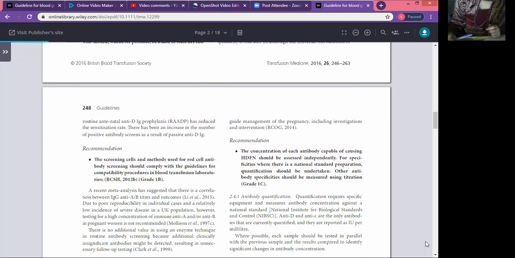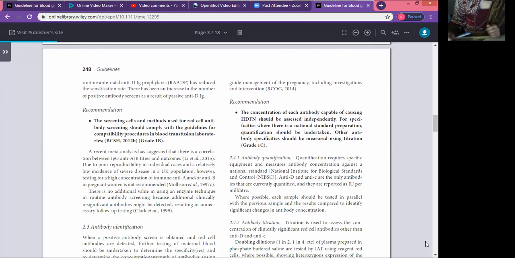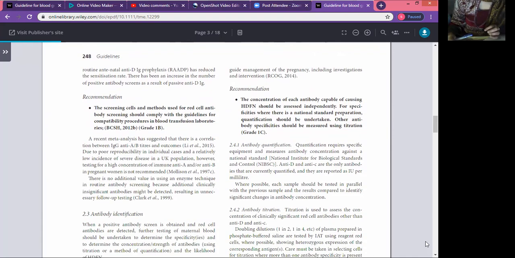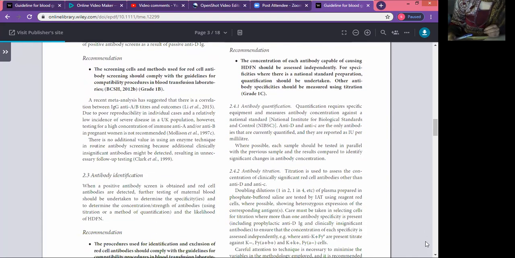The screening should be in compliance with the procedures laid out for all other screening cells. They should be done in accordance with the BCS guidelines of 2012. They have mentioned that screening should be done with the normal panel cells, due to poor reproducibility in individual cases and a relatively low incidence of severe disease in the UK population. So testing for a high concentration of immune anti-A and or B in pregnant women is not recommended. And there is no additional value in using an enzyme treatment method.